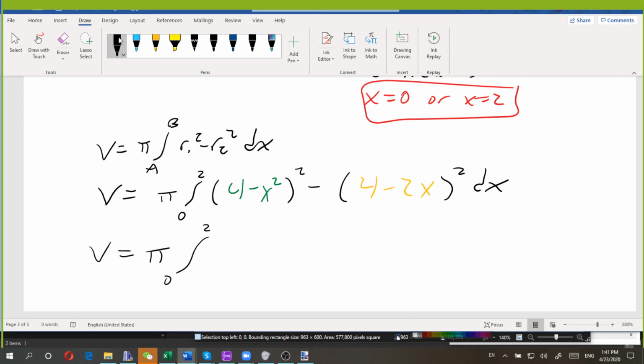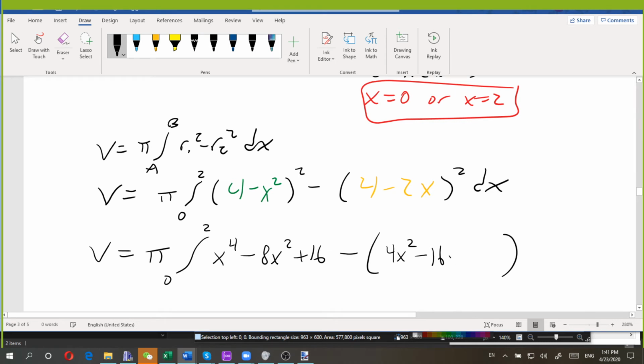Oh, okay, okay. So it's gonna be x to the fourth minus 8x squared plus 16 minus 4x squared... with 2x times. Wait, shouldn't it be 16x since we multiply 2x by 2 and then also by 4?